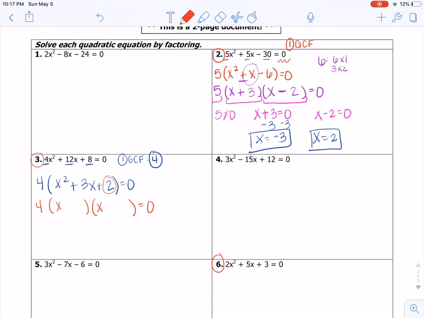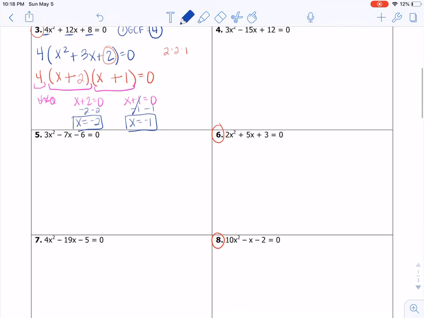What are my factors of 2? Well, 2 and 1, so I'm going to plug in 2 and 1. Everything's positive, so I know everything inside my parentheses is going to be positive. Now I'm going to set each part equal to 0. 4 will never equal 0, so we throw that 4 out. I have x plus 2 equals 0, and x plus 1 equals 0. If I solve, I subtract 2, so I have x equals negative 2. I subtract 1 here, and I have x equals negative 1.